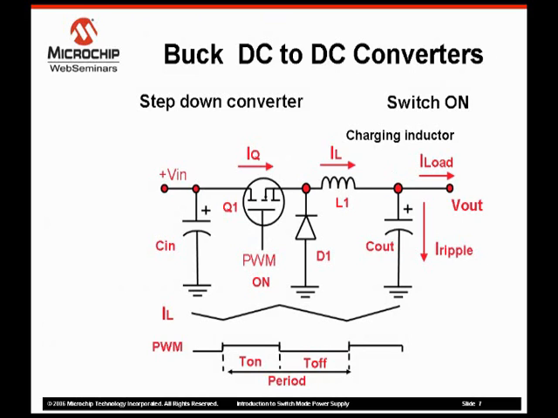Buck DC to DC converters. This slide shows a buck converter where the transistor Q1 is turned on by the PWM signal. When Q1 is turned on, the current begins to flow from Vin through the transistor, through the inductor L1, and into the output capacitor in the load.